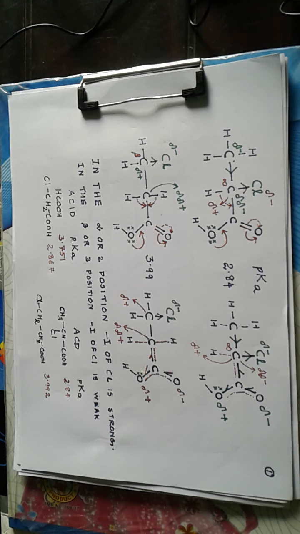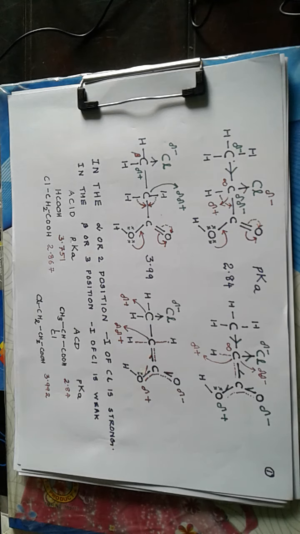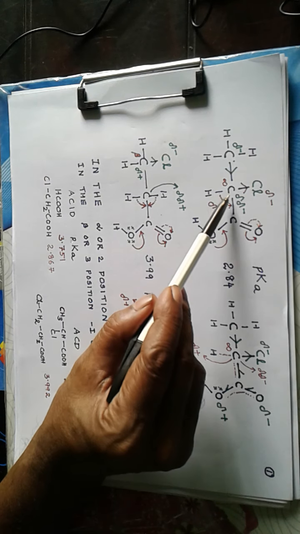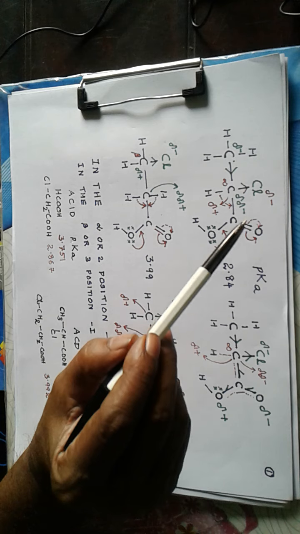Let us consider the case of alpha chloropropionic acid and beta chloropropionic acid in a little detail. Now, in the case of alpha chloropropionic acid, there is a methyl group which shows a plus I effect. Now, the alpha carbon here gets delta negative charge.